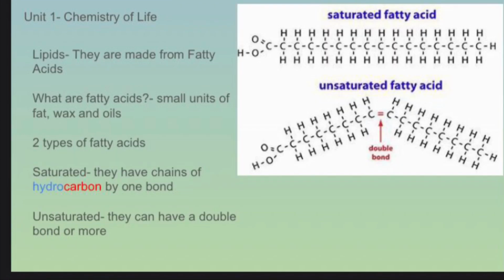Okay, so let's get into lipids. So they're basically made from fatty acids. And now what are fatty acids? Well, they're small units of fat, wax, and oils. Now there's 2 types of fatty acids, saturated and unsaturated. So saturated have chains of hydrocarbon bonds, which is just one continuous bond of hydrogen and carbon atoms, as you see, the H and C. Now unsaturated, they can have a double bond or more of them in the middle, which separates them into this little elbow shape.